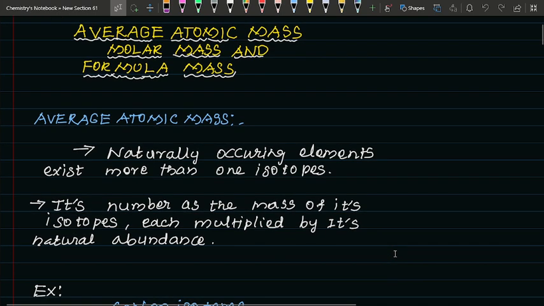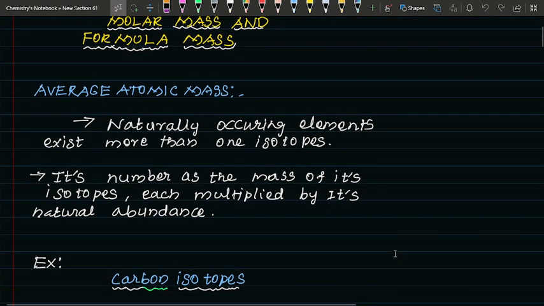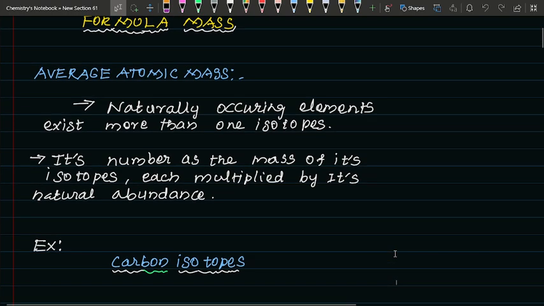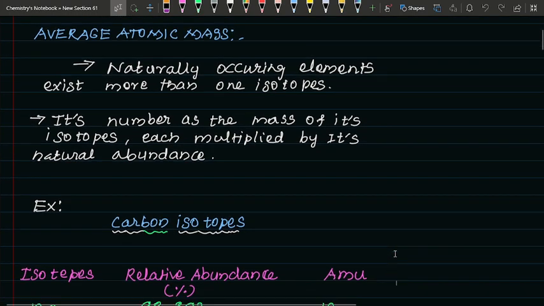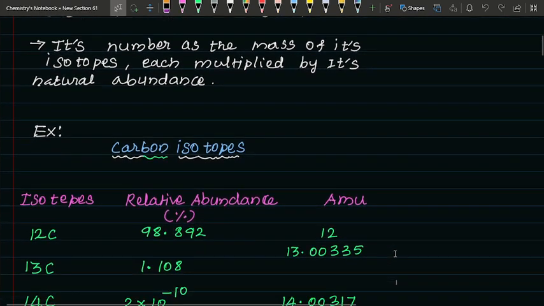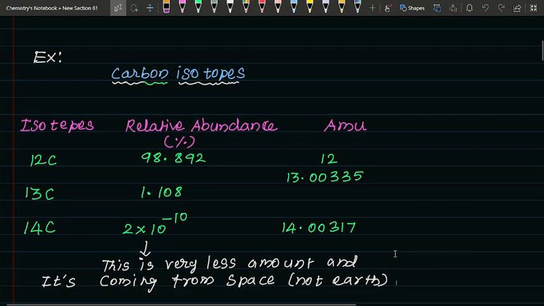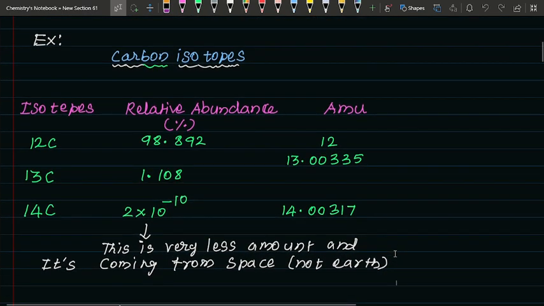Naturally occurring elements exist as more than one isotope. The average atomic mass is the mass of each isotope multiplied by its natural abundance. For example, the isotopes of carbon: carbon 12, carbon 13, and carbon 14.